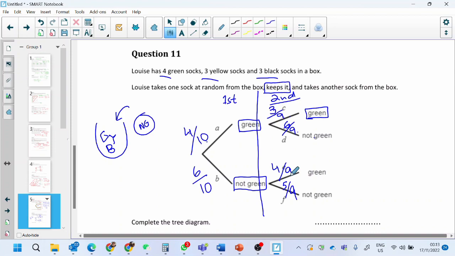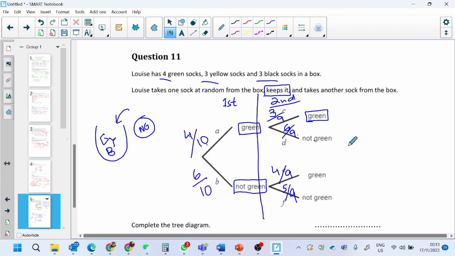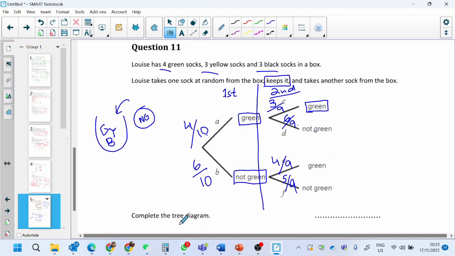So in this way, the question asks only to complete the diagram, which we have completed, but sometimes they can ask you to find the probability of two greens, right? Green and green, probability of green and green. So in that case, you have to multiply this probability of green, 4 out of 10, times probability of green, which is 3 out of 9.